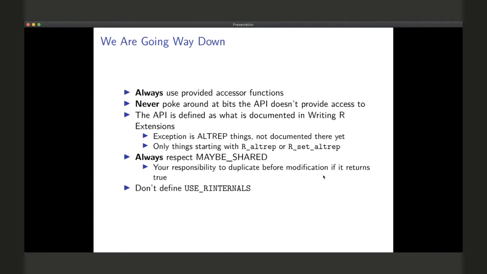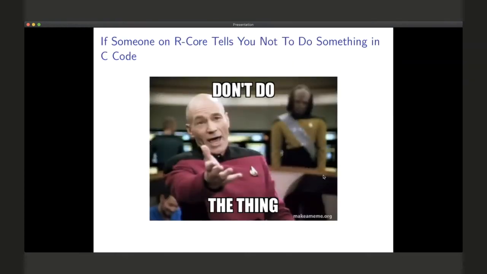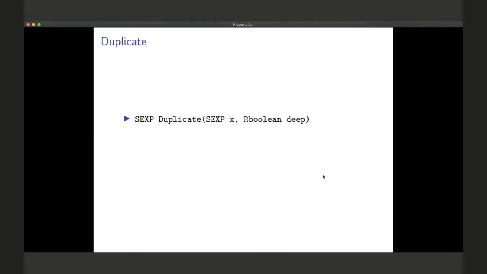Also, don't define USE_RINTERNALS. It's called USE_RINTERNALS for a reason, and you can get yourself into trouble if you're doing that. A lot of what this translates to is if R core tells you not to do something in your C code, then just don't do that thing in your C code. And your life will be better, and R core's life will be better, and everything will be good. So now that we've got that out of the way, we're going to move on to these.